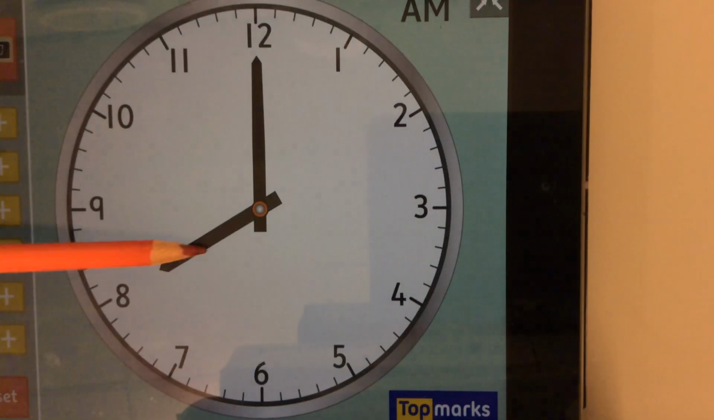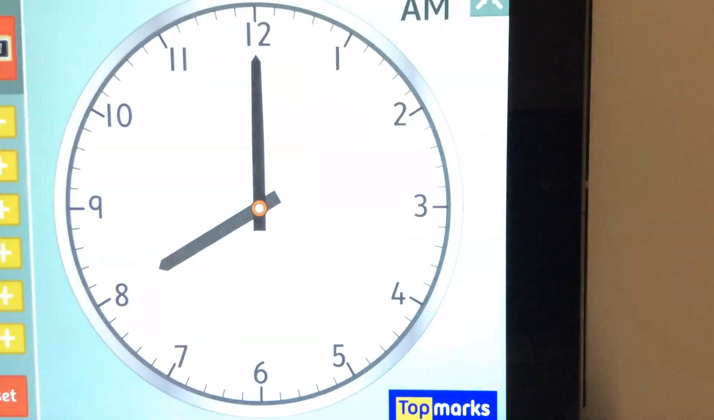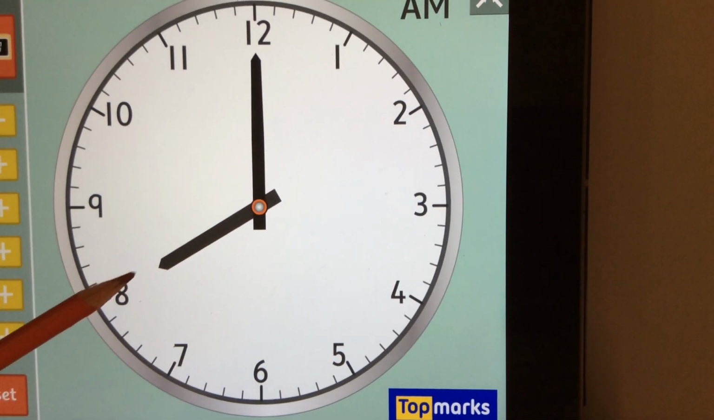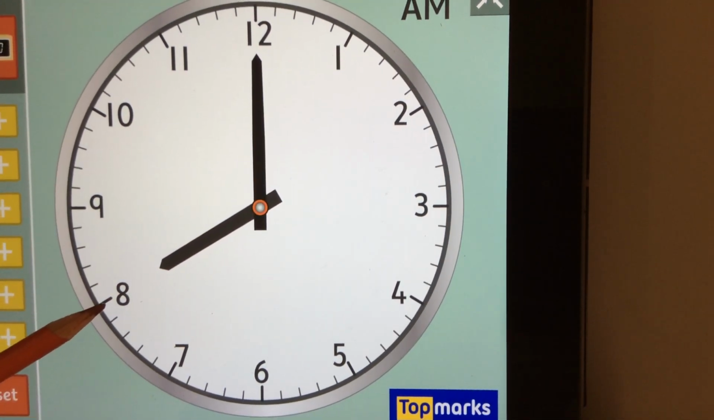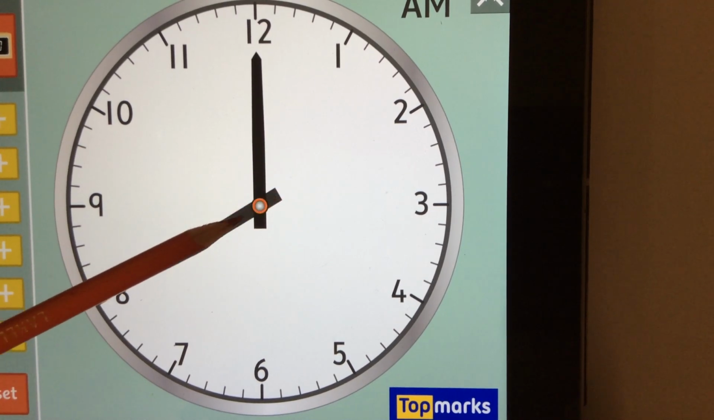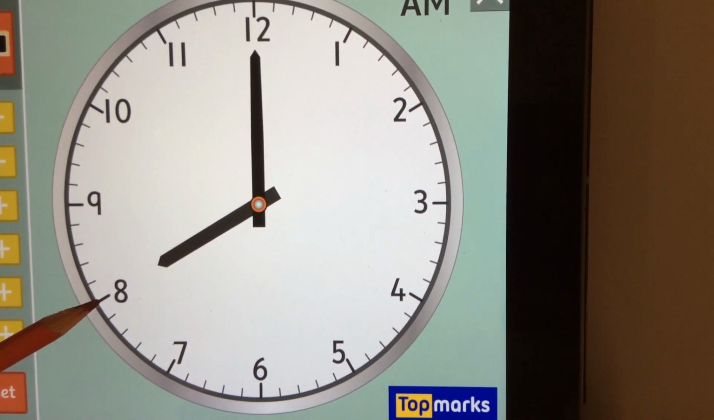But you'll notice the other hand is shorter. So what do you notice about that one? Well, the short hand will always point to where the hour is. So it will always point to which hour it is.